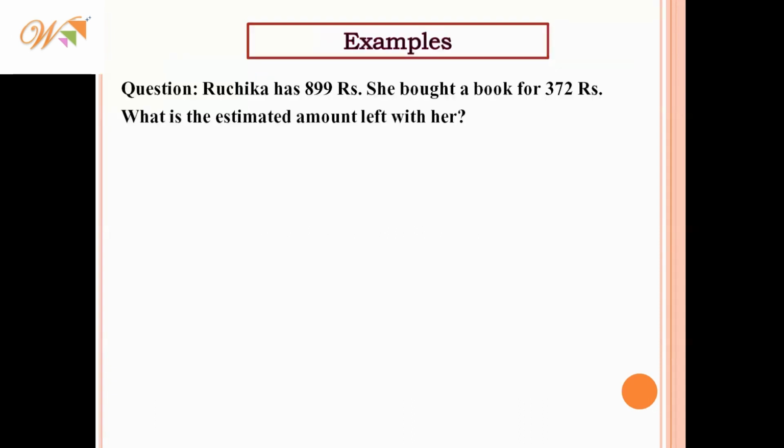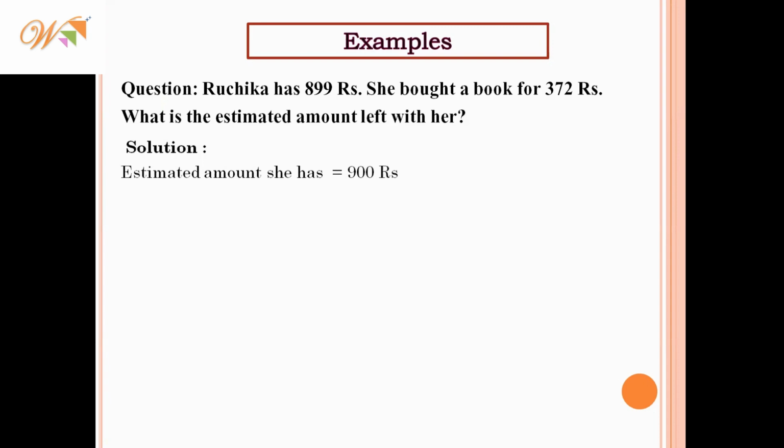Let's take some examples. Now here, our first question is, Ruchika has 899 rupees. She bought a book for 372 rupees. What is the estimated amount left with her? Now we do not have to find the actual amount. We have to find the estimated amount left with her. So 899 is near to 900, right? So she has approx 900 rupees.